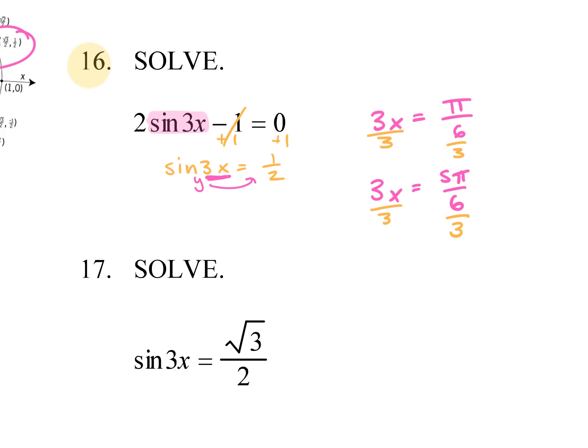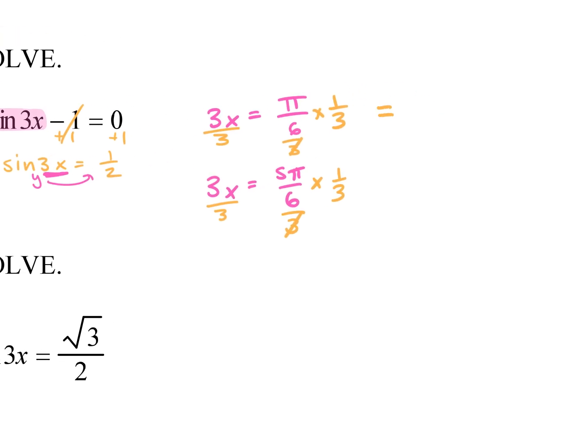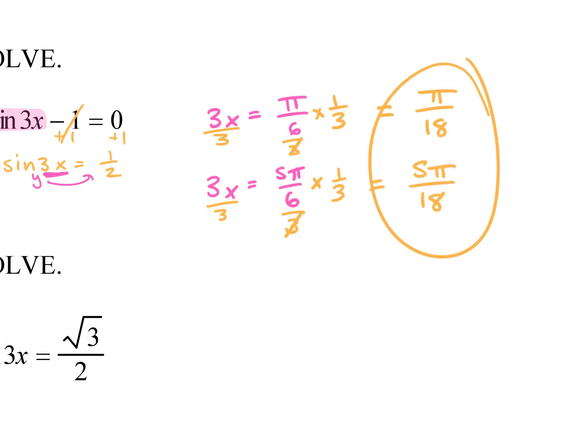But what do we do when we have a fraction in a fraction? Keep, change, flip. So the same thing as dividing by 3 is multiplying by 1/3. So when we flip it, it changes to multiplication and flips to 1/3. So what would we get? Pi over 18 and 5 pi over 18. Sometimes these might be able to simplify, so always check to see if you can simplify your fraction at the end. Here we can't simplify anymore, so this is our answer.